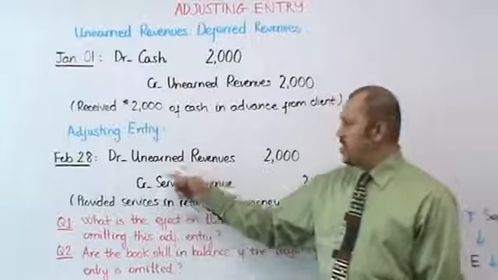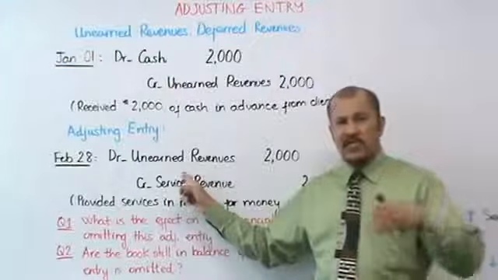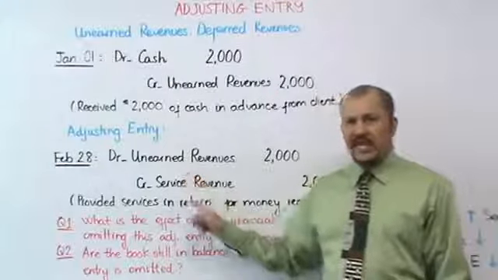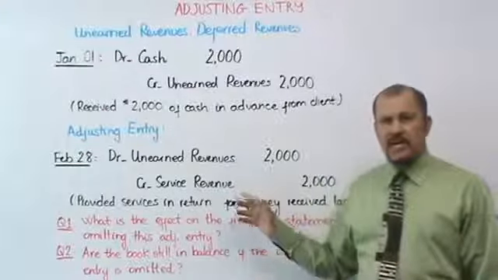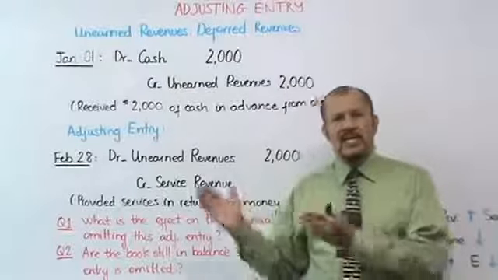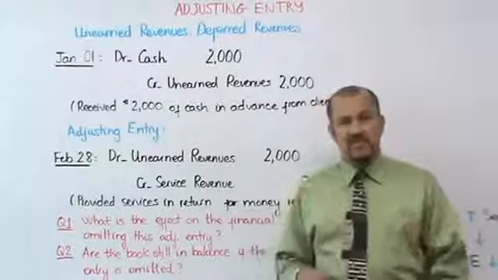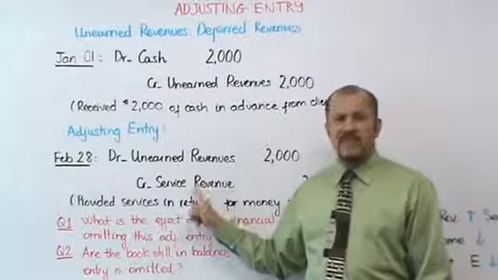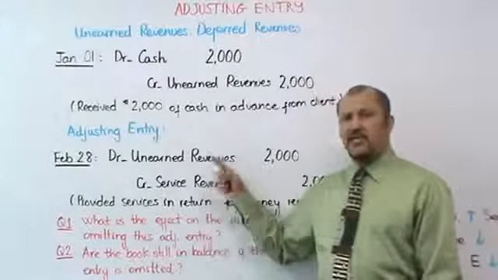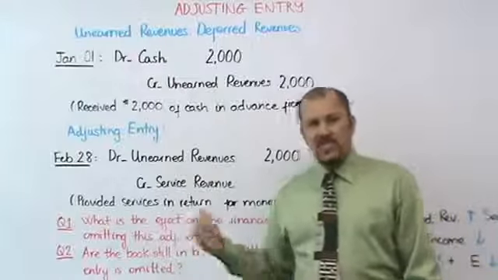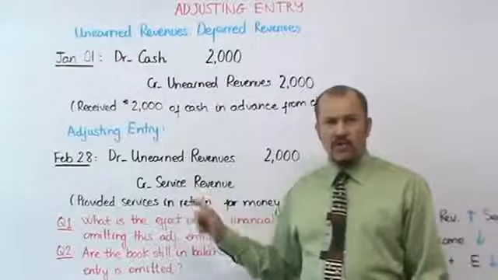So the adjusting entry will be a debit to unearned revenue to reduce the liability, get it off your books in this case, and to credit a revenue account called service revenue for $2,000. Let's assume that the CPA only did half the work in February and the other half in March. If that was the case, then he would make the same entry in February, but only for $1,000. And then at the end of March, he would again repeat the same entry for the remaining $1,000. So that would be the only variation to what I just showed you here on the board.